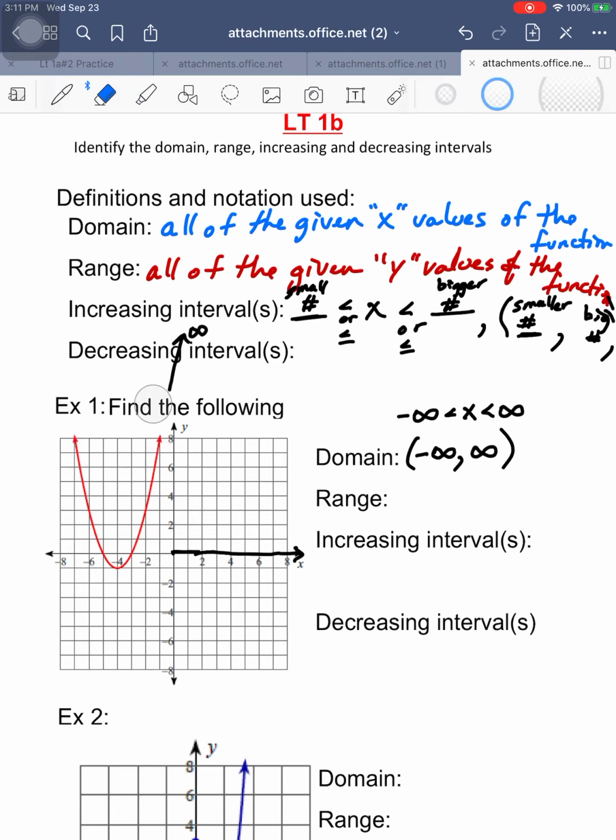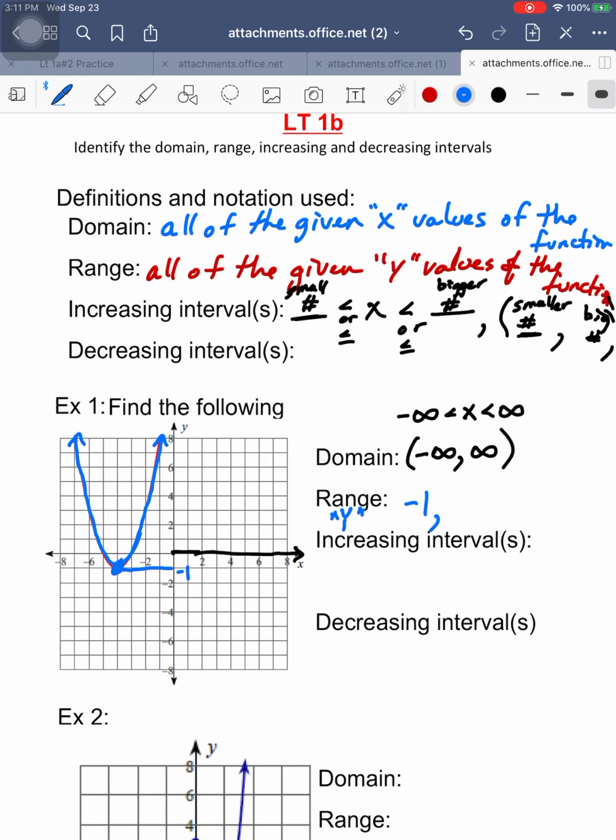Range. Looking at the range now, we have what is the lowest value of the graph to the highest. So you're looking at this whole graph. What's the lowest point of the graph? And hopefully you're saying right down here. Well, range is the y values. So what is the y value of that point? It's down here at -1. So we're going to start at -1.